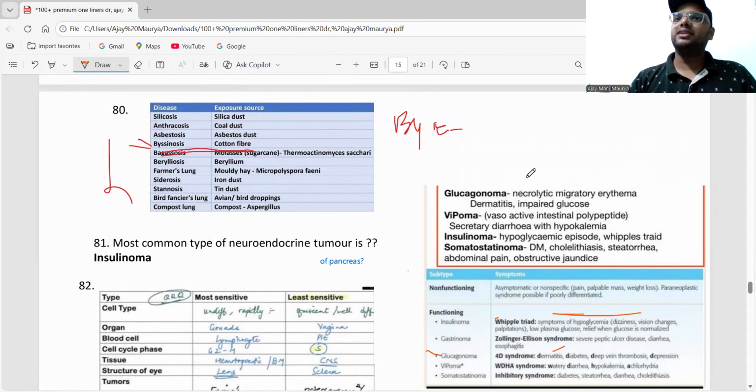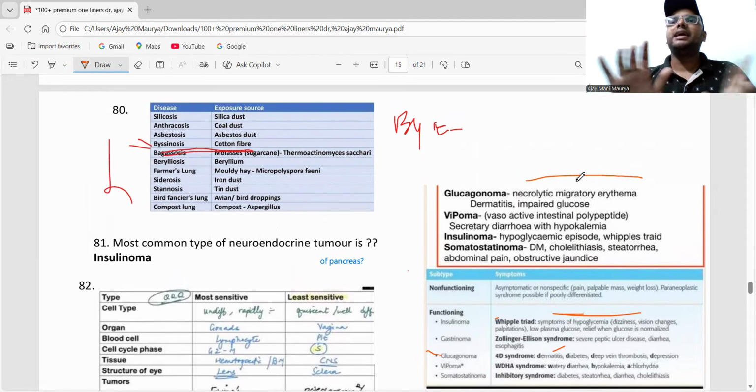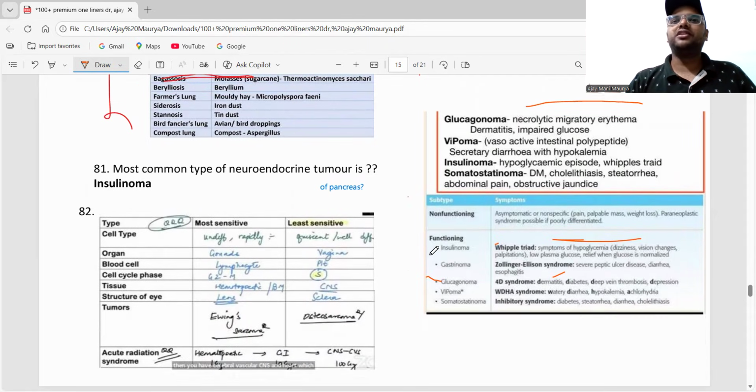Because of this, it causes necrolytic migratory erythema. Please see the image. Please go now and type NME in glucagonoma and see the image. Sometimes they are going to give the image. You have to go and check. Then you have to use this one also.